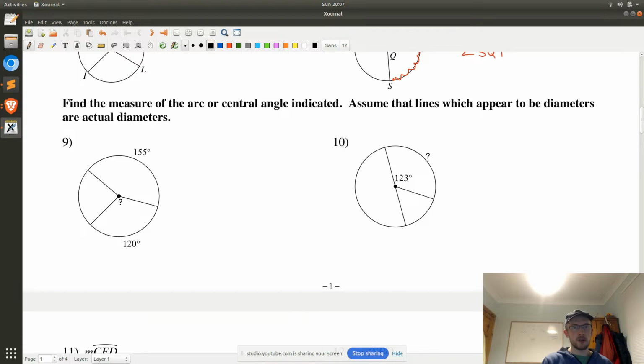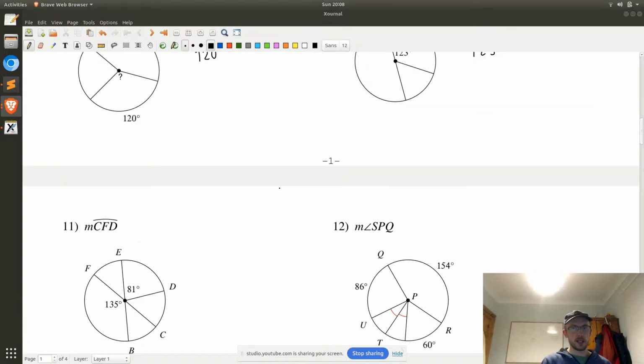Okay, find the measure of the arc or central angle indicated. Assume that lines which appear to be diameters are actual diameters. Okay, so that angle there. Well, wouldn't that just simply be 120 degrees? And wouldn't this just simply be 123 degrees? We'll have to see. Okay, that's on track.